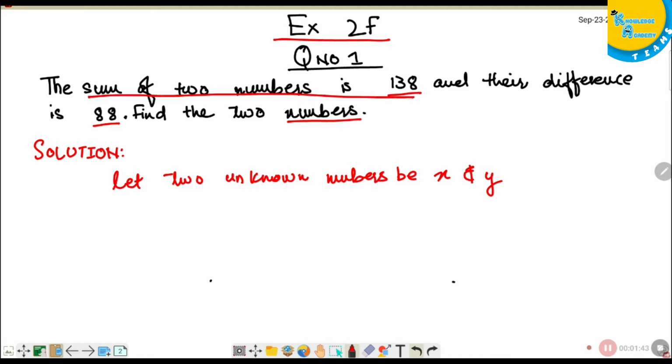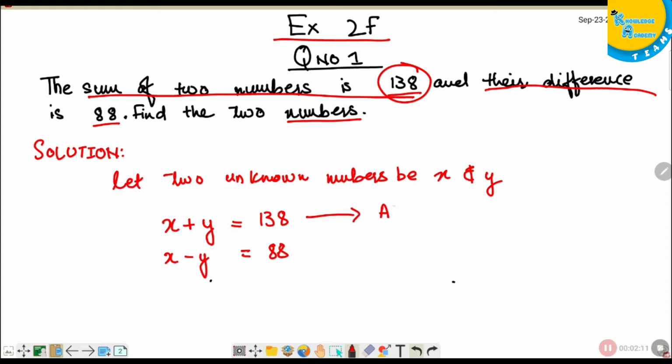Now according to the question, the sum of these two numbers, that means x plus y, is 138. So I'm going to write down x plus y equals 138, and their difference is 88, so x minus y is equal to 88. Now we have got two simultaneous equations, and we have to solve them using any of the methods that we have learned in the previous exercise, either the substitution method or the elimination method. I'm going to use the elimination method because I think it's easy for me. You can use the substitution method if you want.